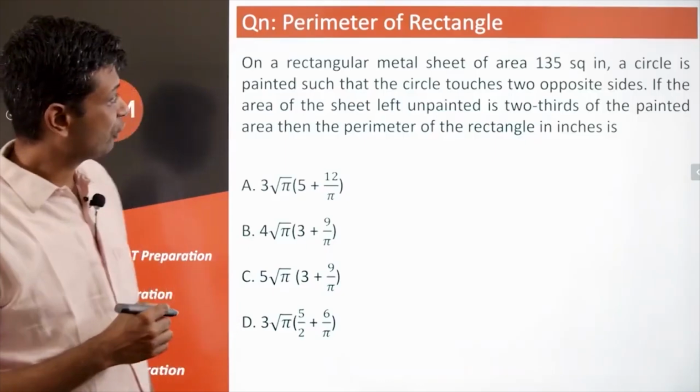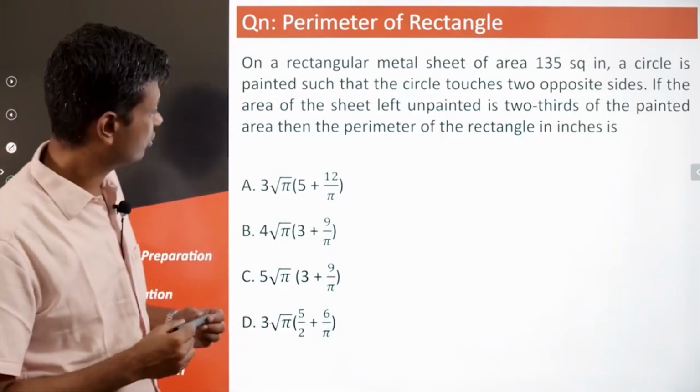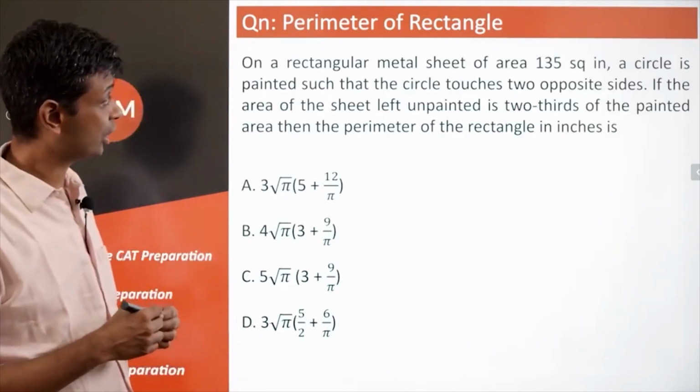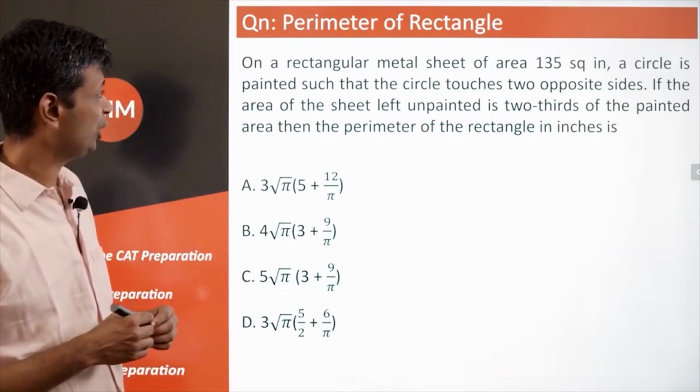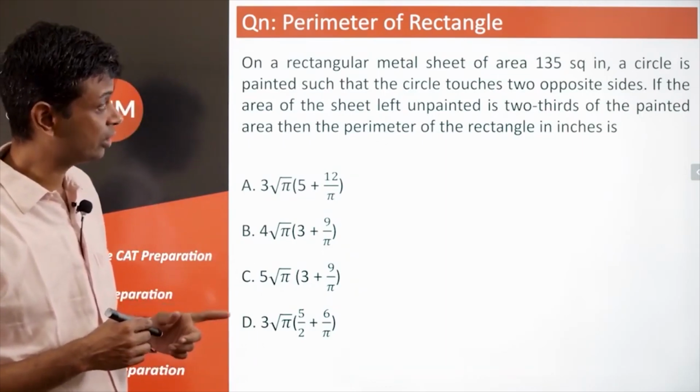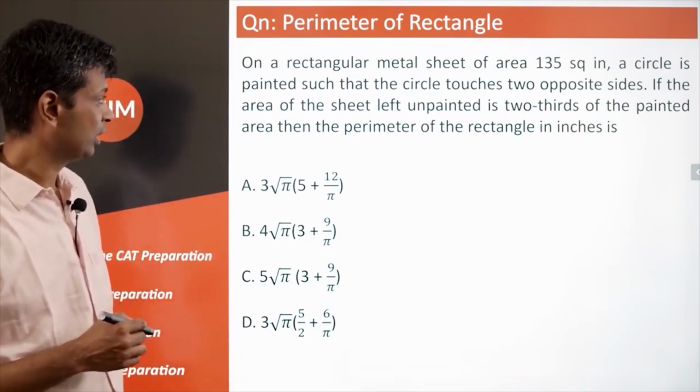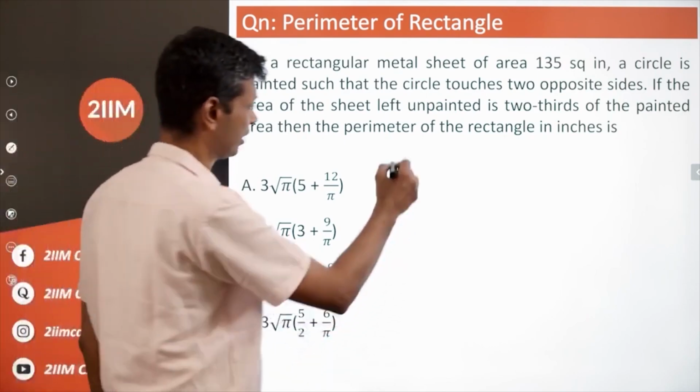On a rectangular metal sheet of area 135 square inches, a circle is painted such that the circle touches two opposite sides. If the area of the sheet left unpainted is 2/3 of the painted area, then find the perimeter of the rectangle. I'm going to draw the first diagram here.